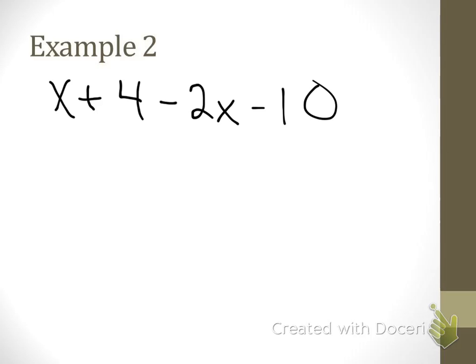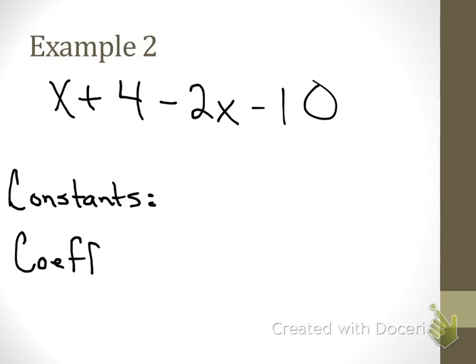Okay, so now in example 2, I am going back to those terms here. So now I have x plus 4 minus 2x minus 10. The instructions say identify, and this is what you'll do on your homework, numbers 6, 7, and 8. Identify the constants, the coefficients, and the like terms.